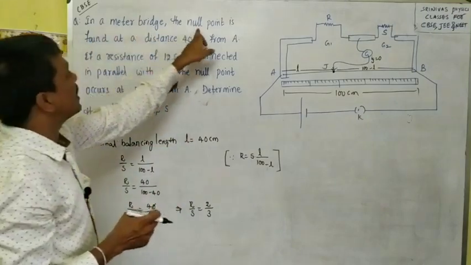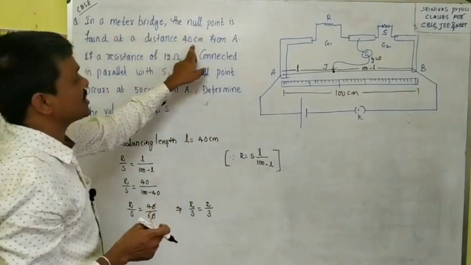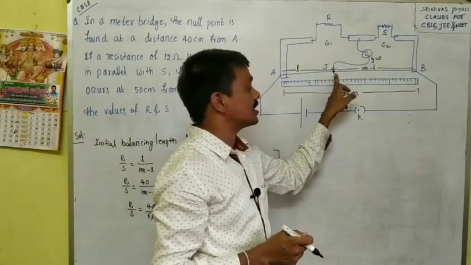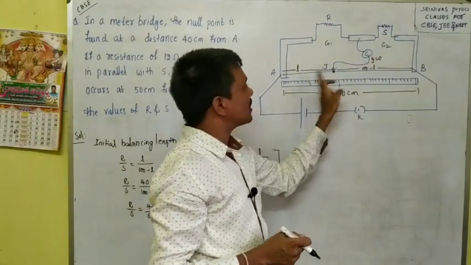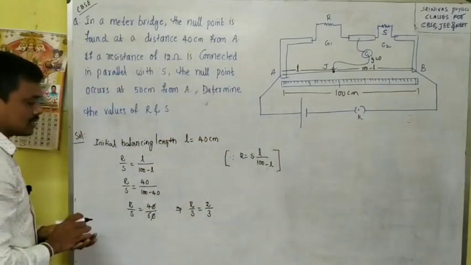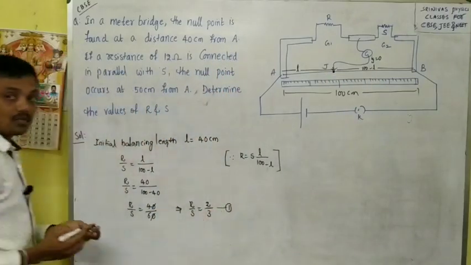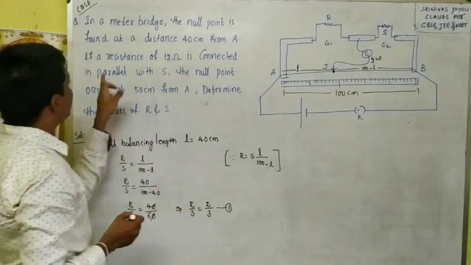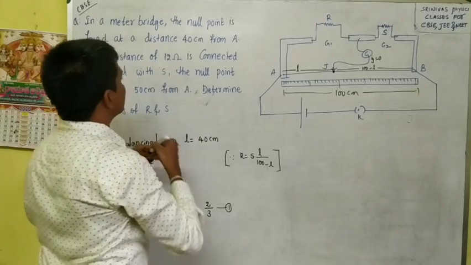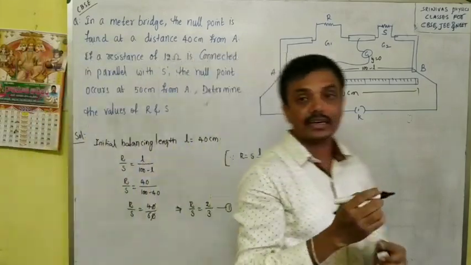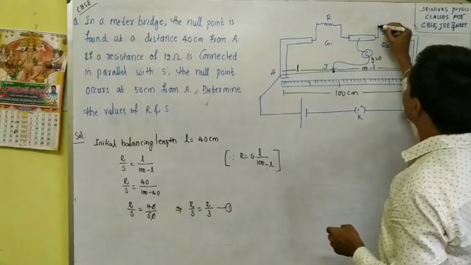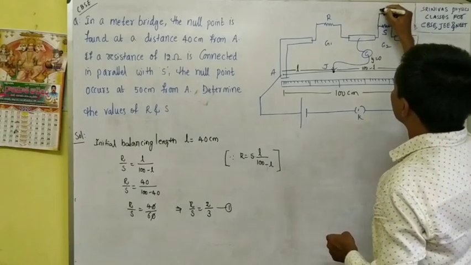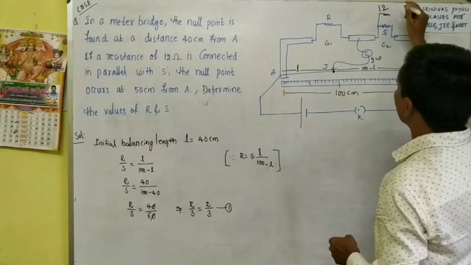Just simply the first line: in the meter bridge, the null point is found at a distance of 40 centimeters. When the left side is R and the right side is S, the null point distance is 40 centimeters. R by S is equal to 40 by 100 minus 40. We got this equation; this is equation 1. Next, if a resistance of 12 ohm is connected in parallel with S, this is S. With S we are connecting 12 ohm in parallel.